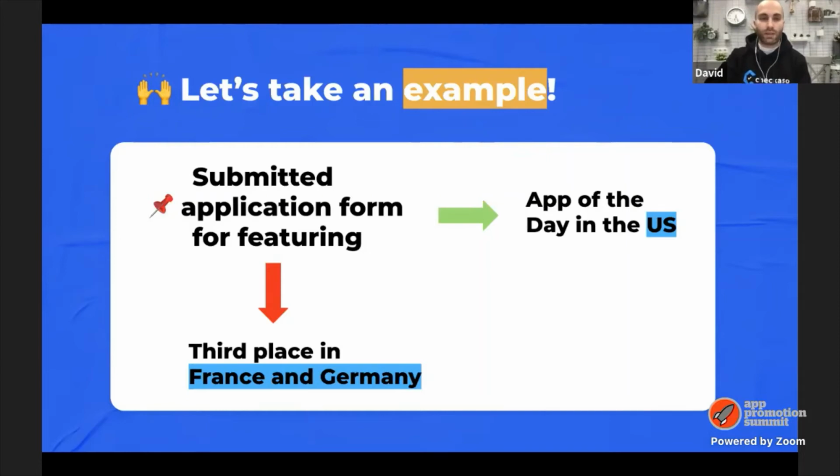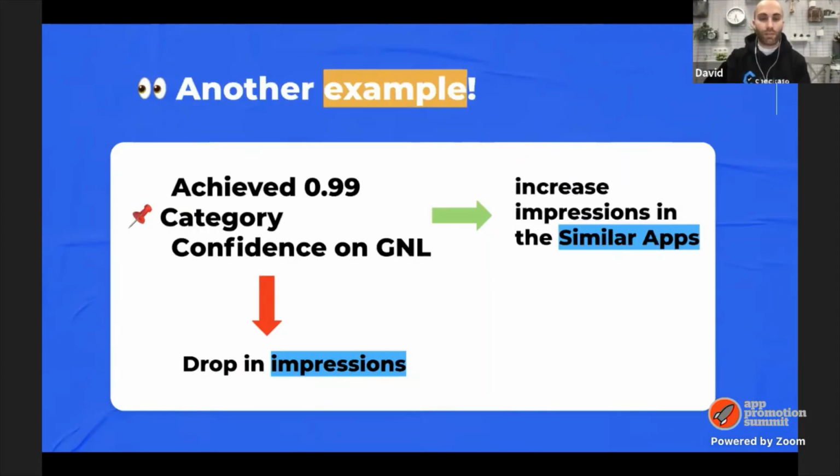And let's take another example. You worked through the description of your app on Google Play Market using Google Natural Language and achieved 0.99 category confidence. Your goal was to increase impressions in the similar app block, but the result was a drop in performance triggered by an increase of crash rates and pessimization of app visibility, for example.